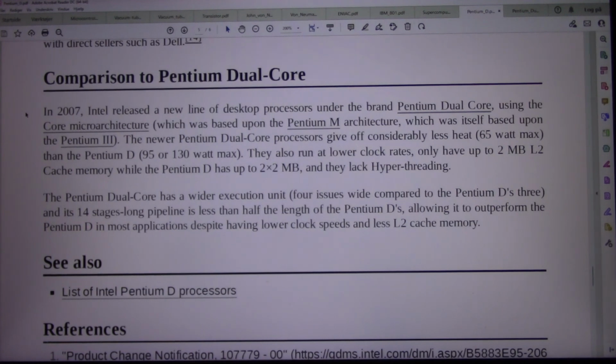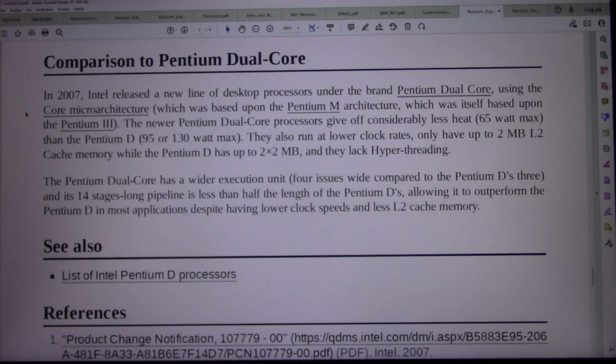In 2007, Intel released a new line of desktop processors under the brand Pentium Dual-Core, using the Core microarchitecture, which was based upon the Pentium M architecture, which was itself based upon the Pentium III. The newer Pentium Dual-Core processors give off considerably less heat, 65 watt max, than the Pentium D, 95 or 130 watt max. They also run at lower clock rates, only have up to 2 MB L2 cache memory while the Pentium D has up to 4 MB, and they lack Hyper-Threading.